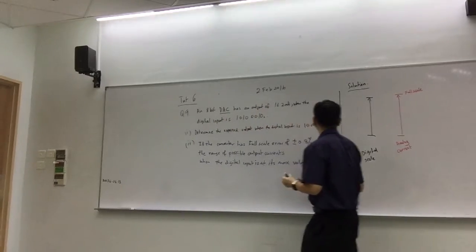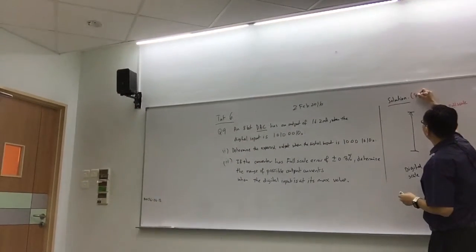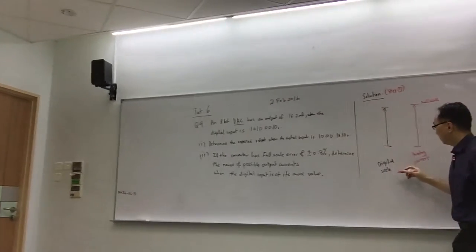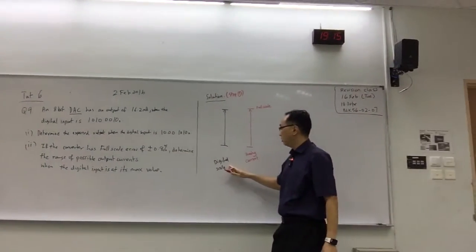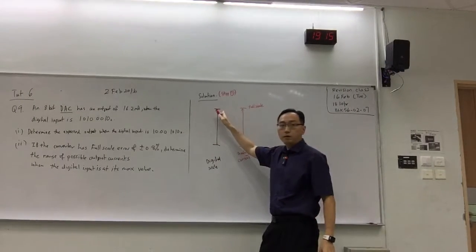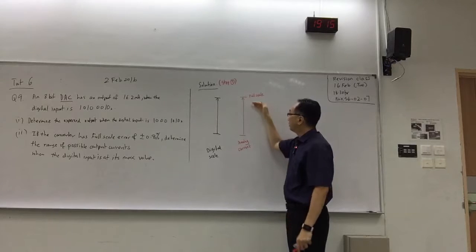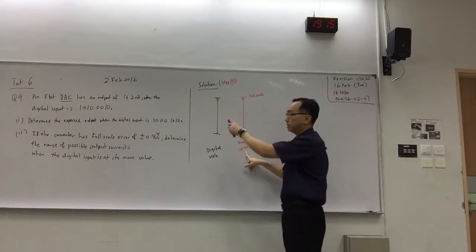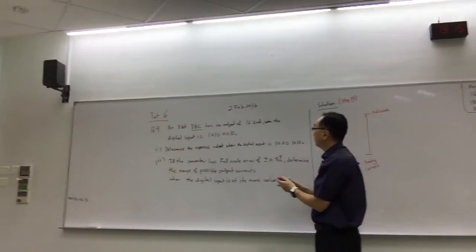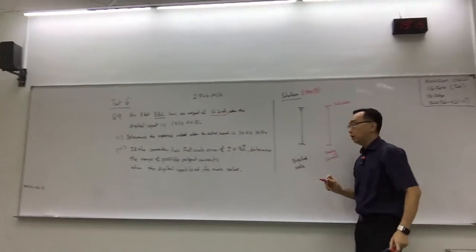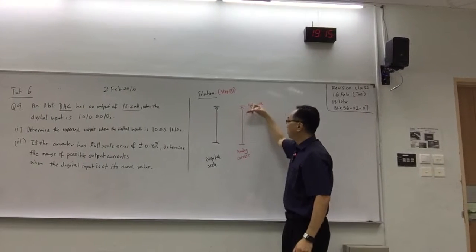What should you do in the very first step of the solution? My suggestion is that you draw a digital scale. Then on the side of it, you also draw an analog scale, which is current in this case, because it says current. Over here, output 16.2 milliamps. So you should get a hint already. This one is the current scale.